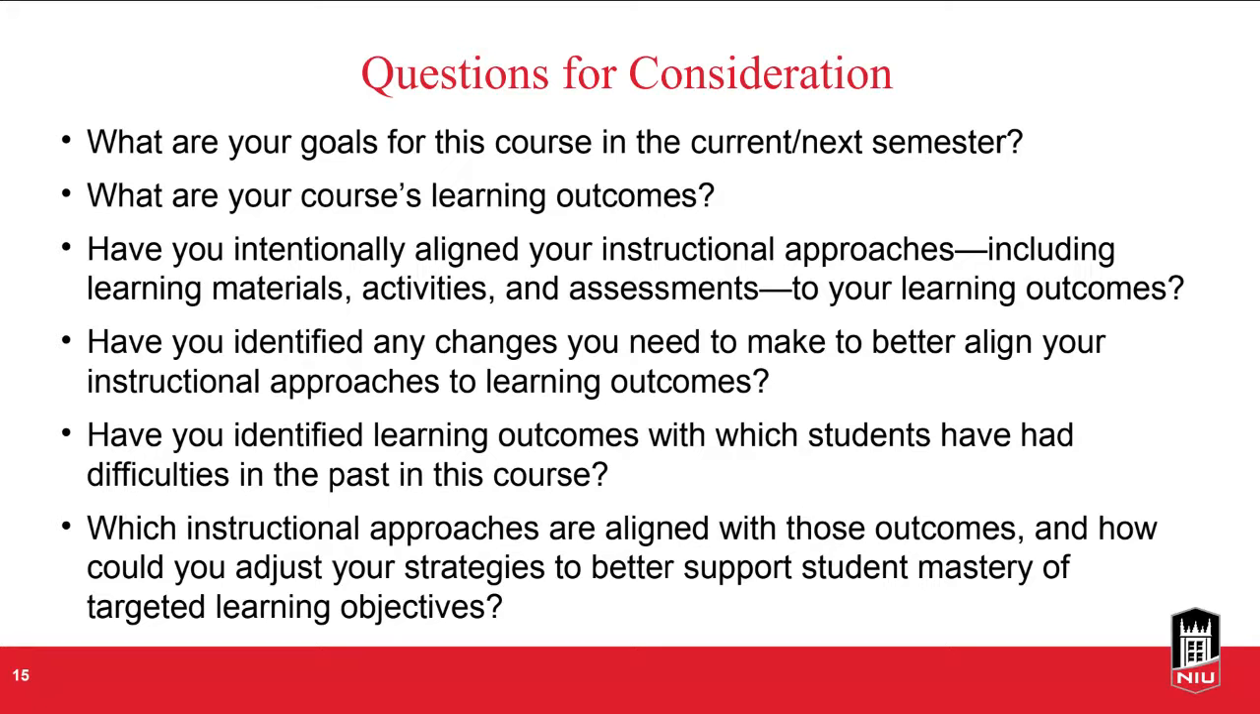Another question to think about is, have you identified learning outcomes with which students have had difficulties in the past in this course? We maybe don't want to put too much importance on one specific iteration of the course or one class of the course, but are there patterns? Have you noticed patterns of students having difficulties with specific outcomes over time? That might give us a clue into whether there are adjustments that we need to make.